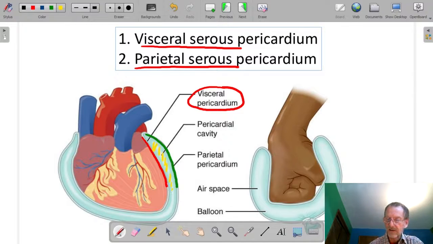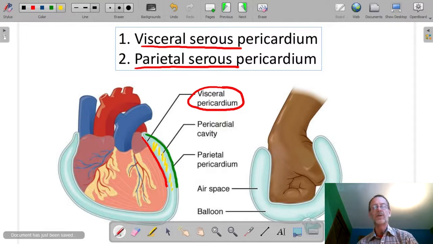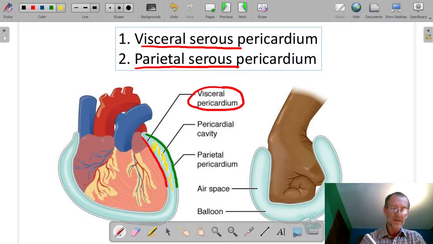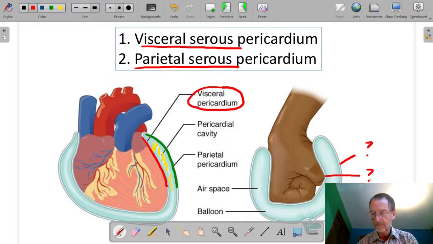And this illustration over on the left shows sort of an analogy of taking your fist and pushing it into an underinflated balloon. And the balloon sort of wraps around the fist as you push it in. And that's what they're showing over here. Similar to how the development of the pericardial membranes work. So you should be able to identify these two membranes. Okay?